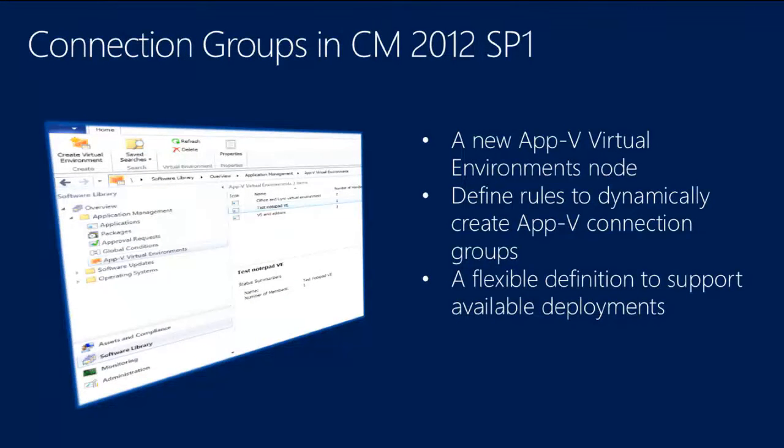With Config Manager in SP1, we have connection groups exposed as a node in the UI. So you're able to manage them outside of the applications themselves. That's because as you import more and more applications, your connection group evolves as well. As you keep adding more applications of the Office suite, for instance, the connection group that joins all of them together expands as well.